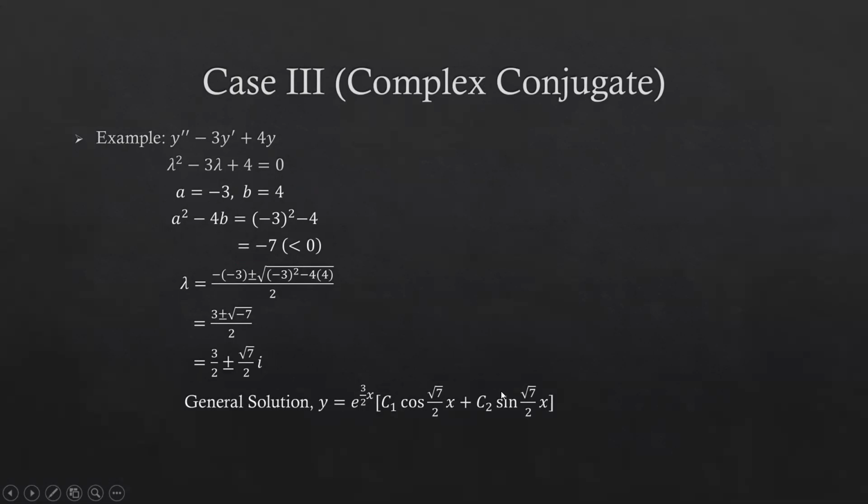So this is the example for case 3, which is complex conjugates. For the complex conjugates, the value of a squared minus 4b is less than 0. And we have the imaginary roots for this case, which is 3 over 2 plus or minus square root 7 over 2 i. So the general solution for case 3 is y equals e to the power of 3 over 2 x (c1 cos of square root 7 over 2 x plus c2 sin of square root 7 over 2 x).